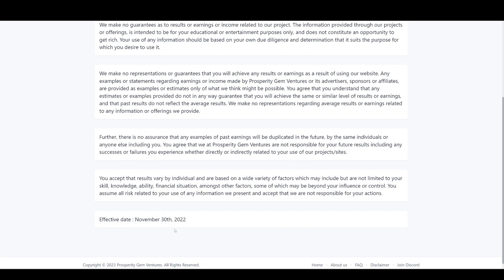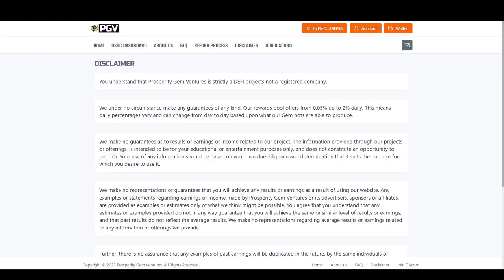And this is a disclaimer from November 30th. They just copy paste and put it up there for the new site. This is a disclaimer from their site. This is not FUD, guys. This is what they're stating. Understand what you're investing in.